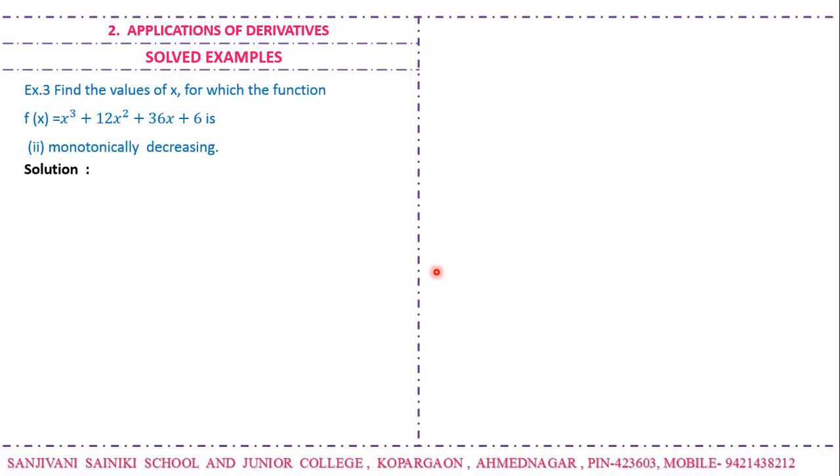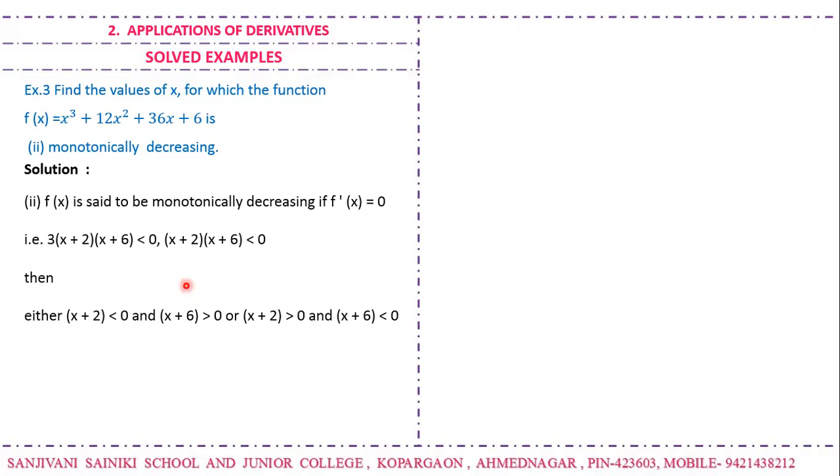Now for the same example, we will discuss monotonically decreasing. Here the product is less than 0. Product less than 0 means one of them must be negative. So x plus 2 is less than 0 and x plus 6 is greater than 0. Or it may be possible that x plus 2 is greater than 0 and x plus 6 is less than 0. So take the first condition, x plus 2 is less than 0 and x plus 6 is greater than 0.